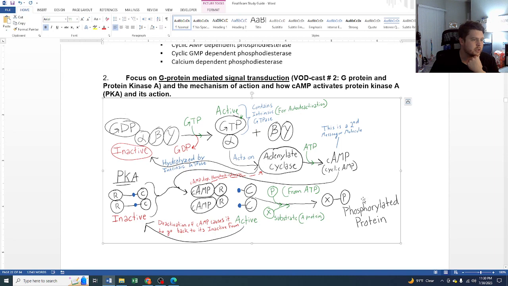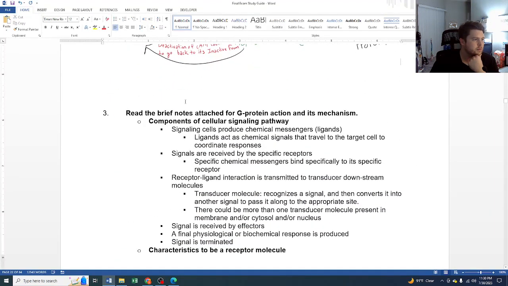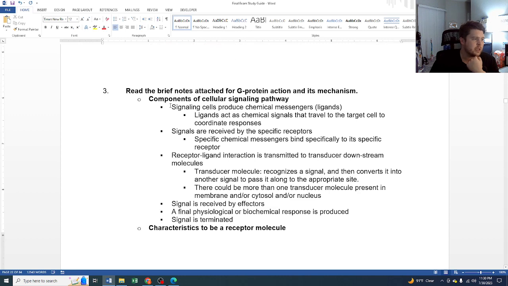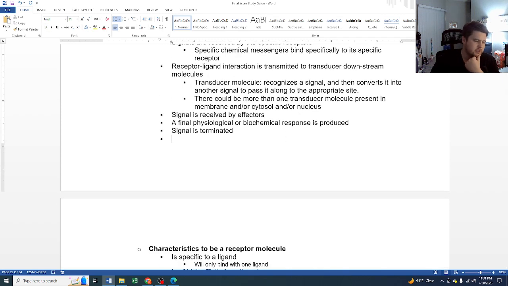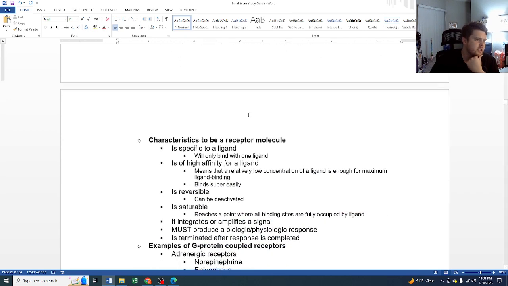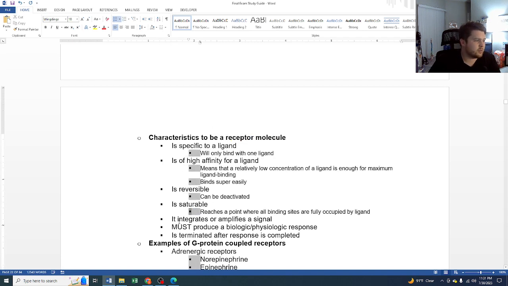Here's all of this again. This is again going through the components of the cellular signaling pathway. Again, this is the exact same pathway over and over and over. It's kind of listed a couple of times, so it's pretty important. Characteristics to be a receptor molecule. This is again a repeat of above.